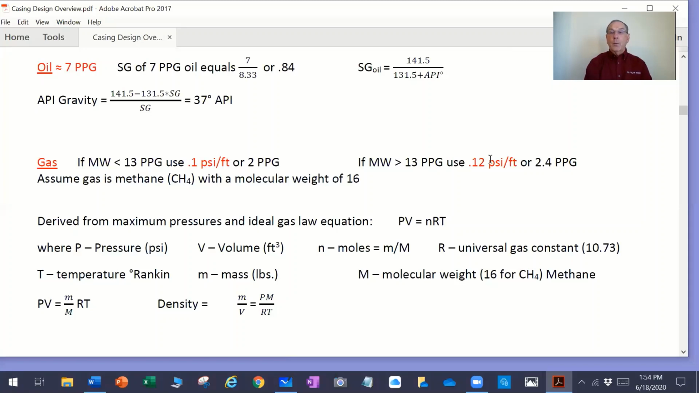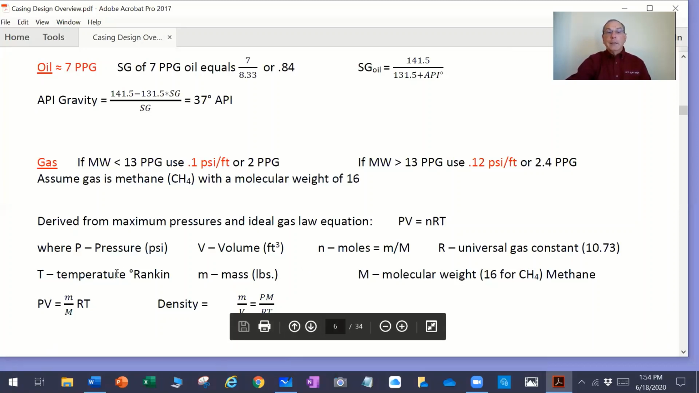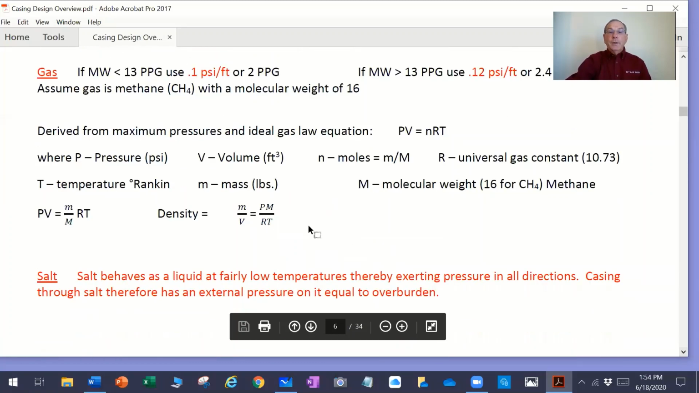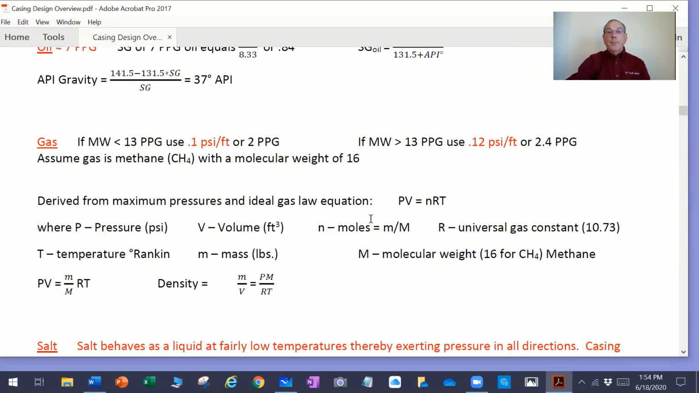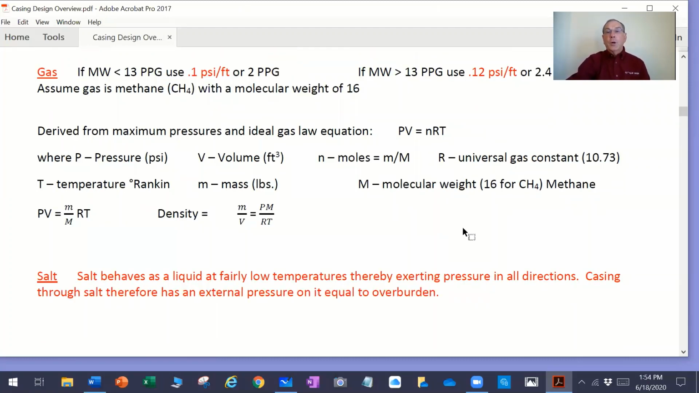Big M is molecular weight, which is 16 for methane. So if we take PV equals mass over molecular weight times RT, rearrange it, then density, which is mass over volume, is equal to PM over RT. If you put these values in there, using 16 as the molecular weight, you'll come out close to these values, about 2 pounds per gallon, based on the pressure in your wellbore.